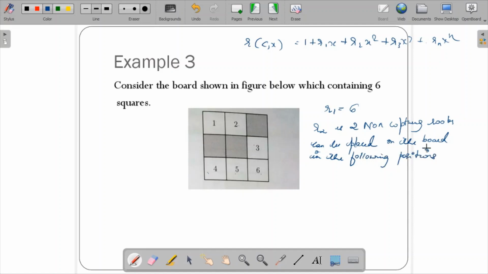In the following positions. So R2 is nothing but a pair of two things, right? You have to find the pairs, 2 pairs. This is not possible. 1 3 is possible, 1 5 is possible, 1 6 is possible, but this and this is not possible, same row, same column. So 1 can be combined with 1 3, 1 5 and 1 6. That is 2 pair you have found.